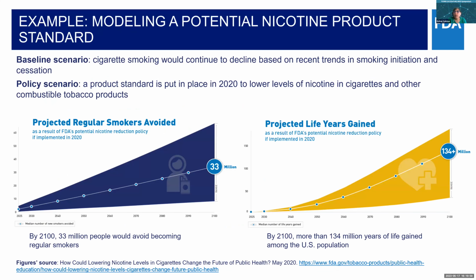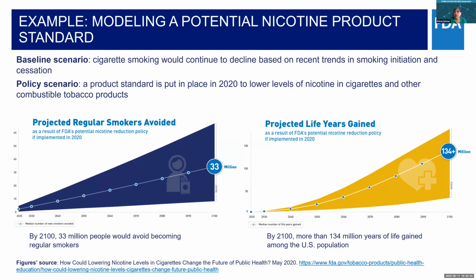As an example, this slide presents some results that are shown in the 2018 New England Journal of Medicine publication for the application of the nicotine standard. Specifically, the model was used to compare a baseline scenario where cigarette smoking will continue to decline based on smoking initiation and cessation trends, with a policy scenario in which the product standard is put in place in 2020 to lower levels of nicotine in cigarettes and other combustible products.